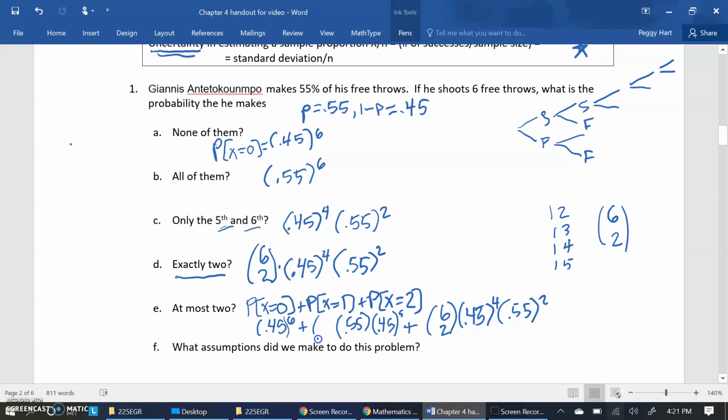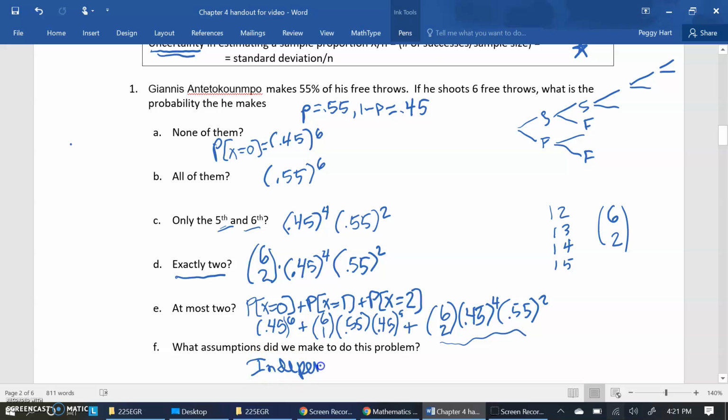but there's got to be 6 choose 1 places where that success happens. Okay, so notice it's not that hard to get, and what I want you to notice is that these are exactly of that form of the formula in the binomial formula that you have up there. What assumptions did we make to do this problem? Well, the assumption we made is that he's not affected by, like, you know, he can fail 3 times in a row, and then next time the probability of success is still 55%, right? That is called independence, right?